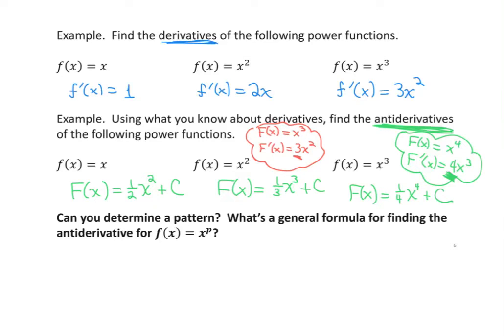Hopefully you came up with a pattern for the antiderivative of a function of the form x to the p. Turns out that the antiderivative of such a function, capital F of x, would be x to the p plus 1 over p plus 1. So think about when you did power rule.